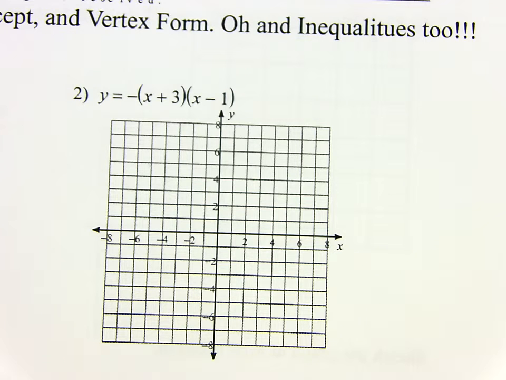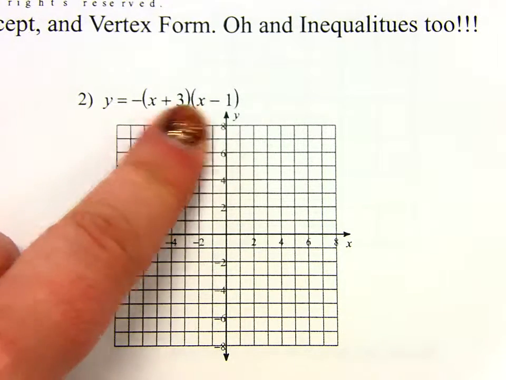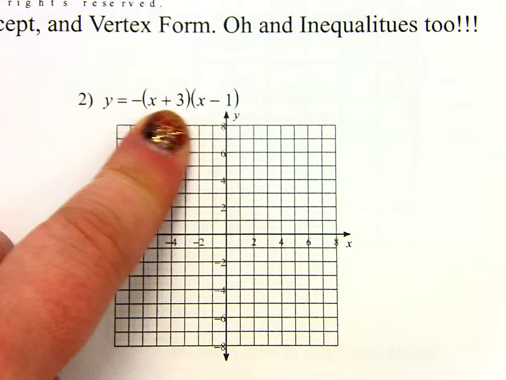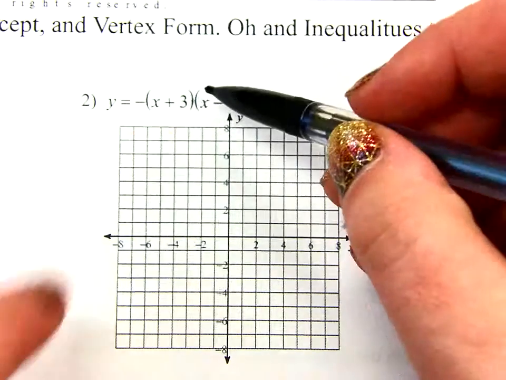All right, the last type of quadratic form that we're going to learn about graphing is called intercept form. So basically, what does this look like to you? Yeah, it's just a quadratic that's been factored. When you're solving a quadratic by factoring, don't you factor it, set each factor equal to 0, and then those two things tell you where it crosses the x-axis? That's basically where you're at.